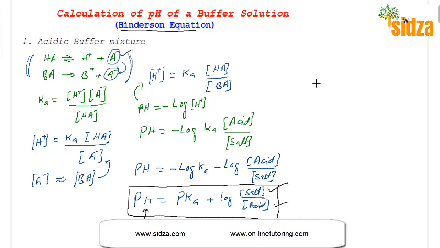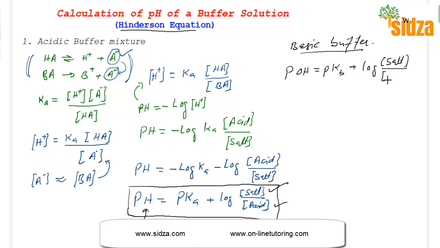Now, similar to this equation, we can have a Henderson equation for the basic buffers. Similar to the equation for the acidic buffers, we can write down the Henderson equation for the basic buffers as pOH equal to pKb plus log of the concentration of the salt divided by the concentration of the base.